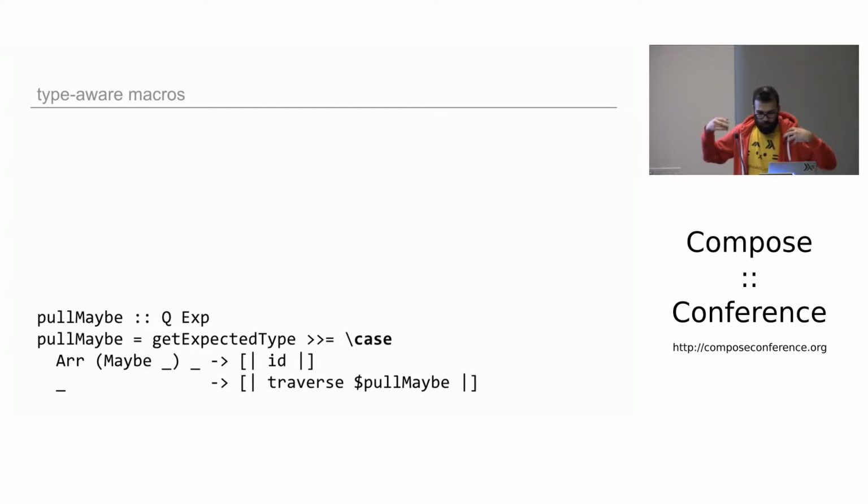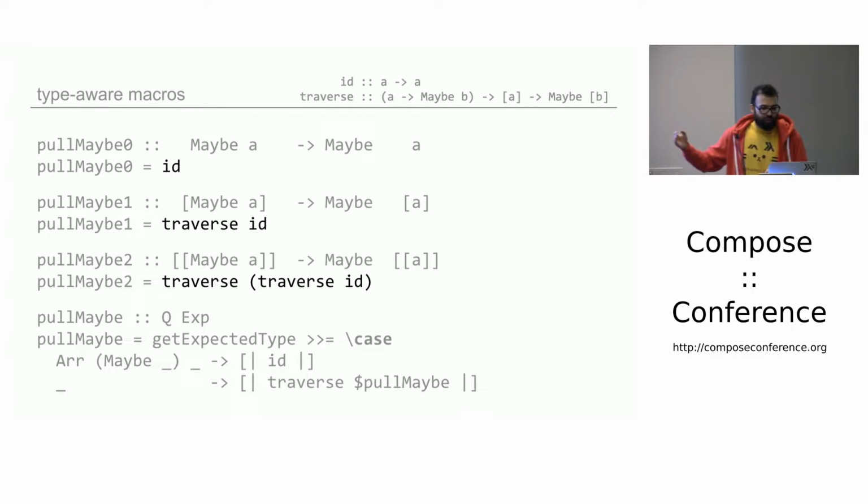But before I tell you what makes this macro special, in which way is it aware of the types, it is a macro. And so, like on macros, it allows us to generate code so that we don't have to type it ourselves. And so what kind of code is this particular macro generating? It's generating functions like ID or traverse of ID or traverse of traverse of ID or traverse of traverse of traverse of traverse of ID. It's generating this family of functions.